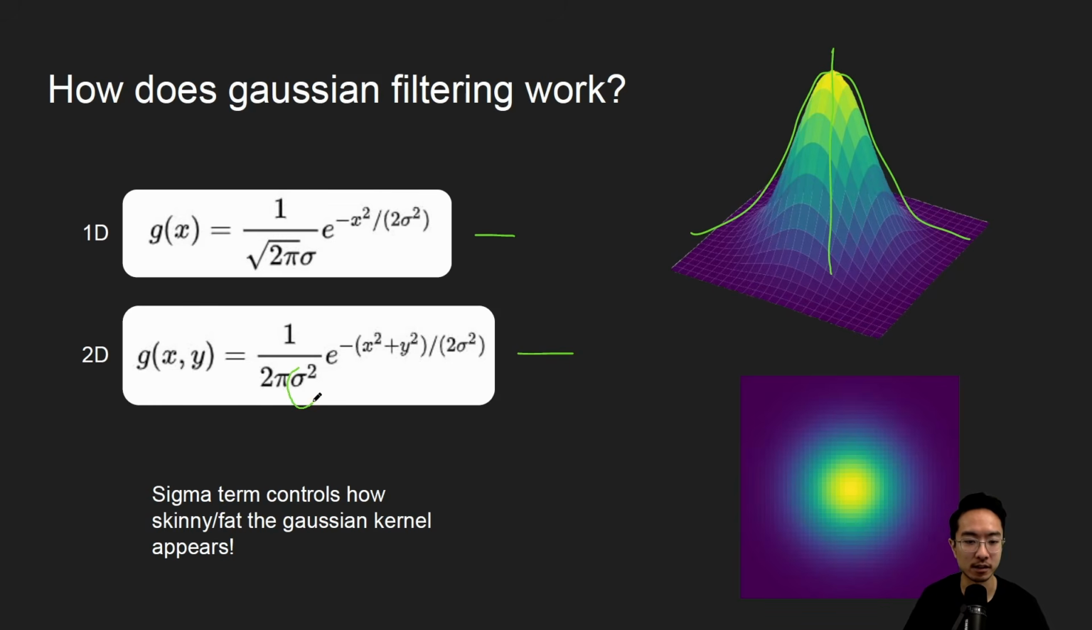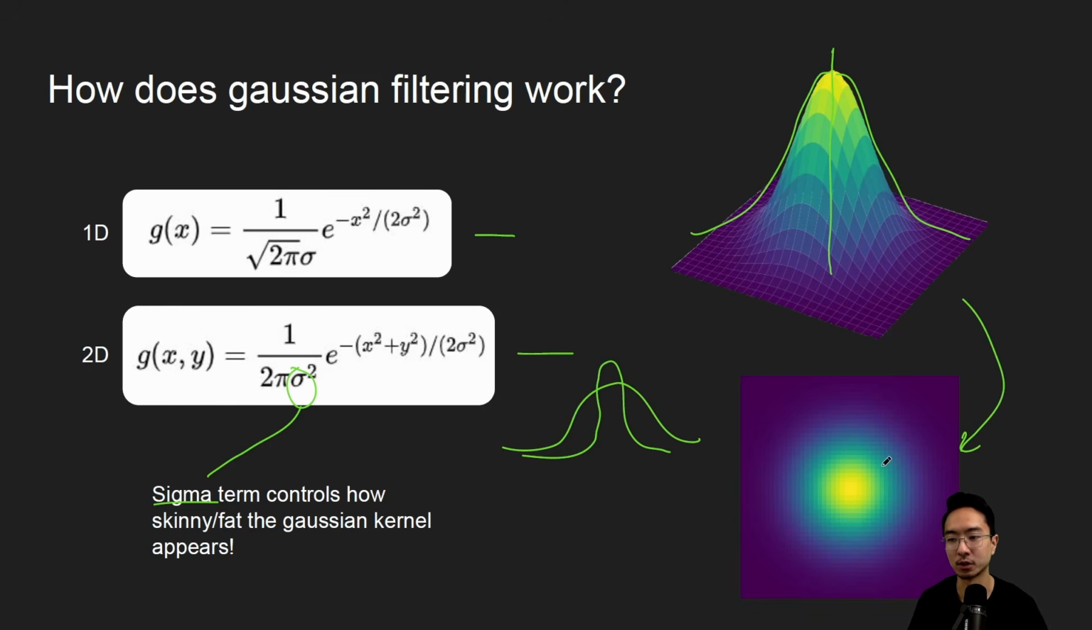There's this sigma term here, and this controls how skinny or fat the kernel is. The bigger the sigma is, the fatter the kernel, and the smaller it is, the skinnier. So you can have a range of fat to skinny kernels here. And this image on the bottom is a 2D view. You could think of this as a top view of this 3D image. And this is what we will be convolving as our kernel, okay?